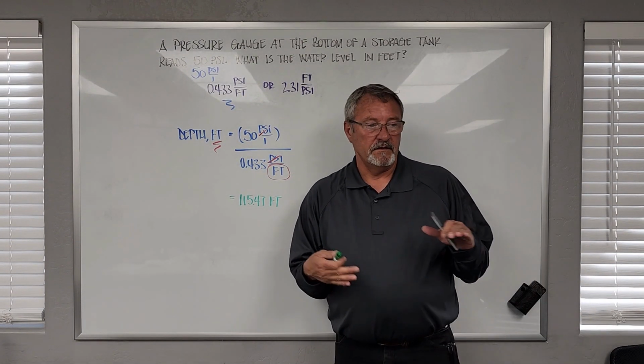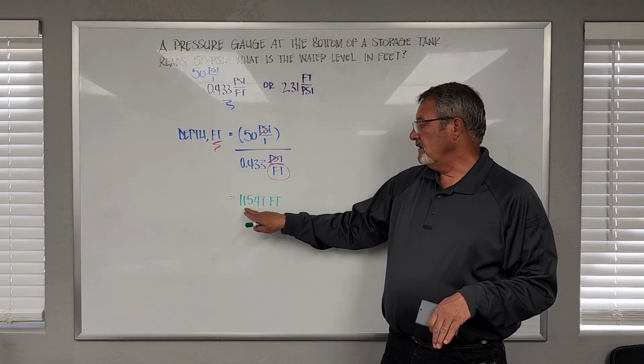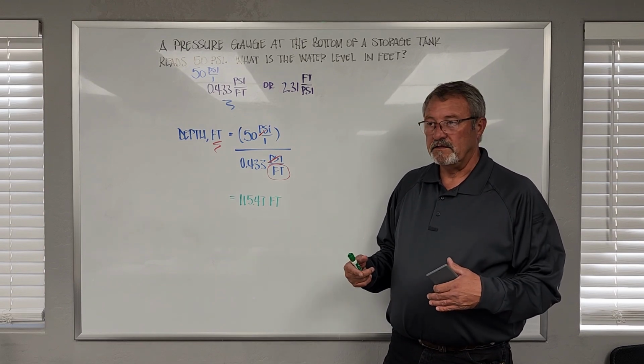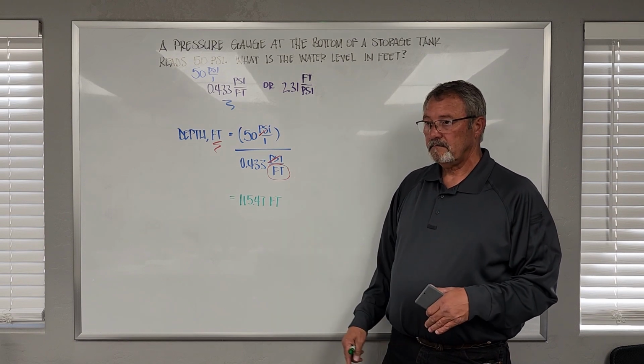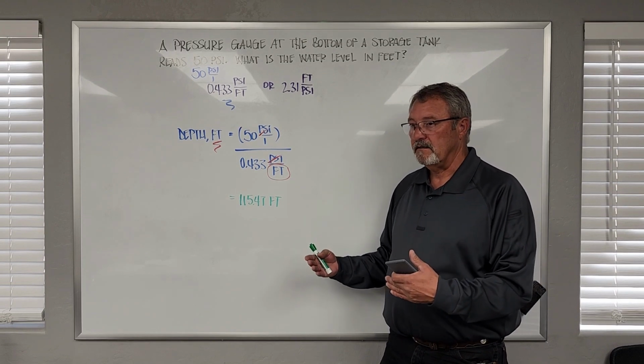Now, these are multiple choice questions. You might get 115 feet as one of the choices. You might get 106 or 116. 115 and 116, you would round. You would round to get the correct answer.